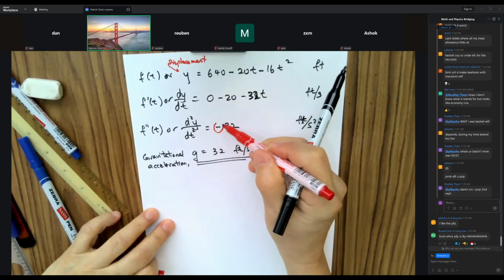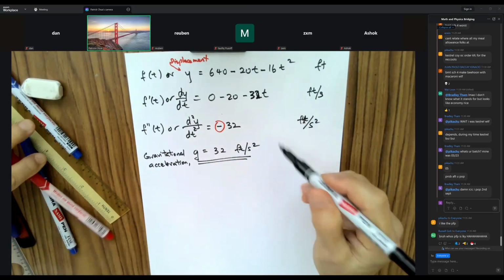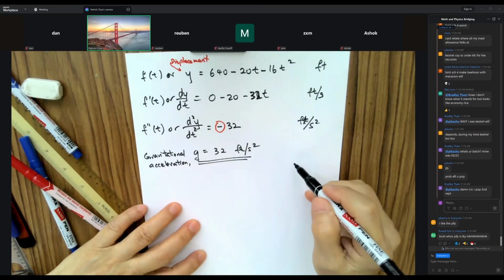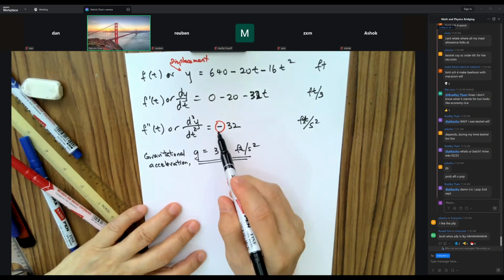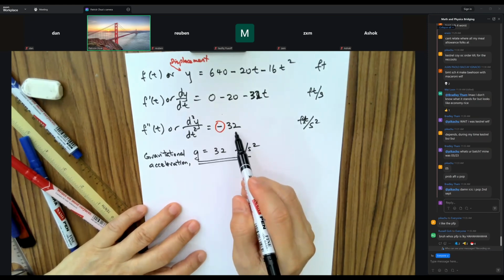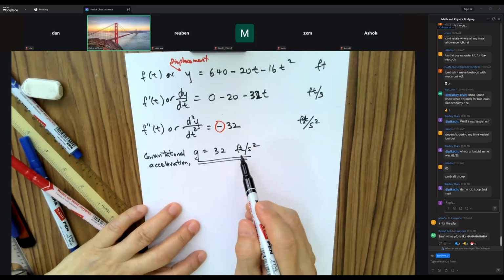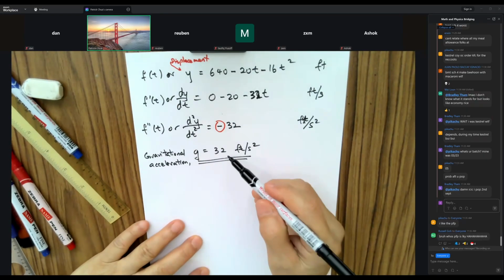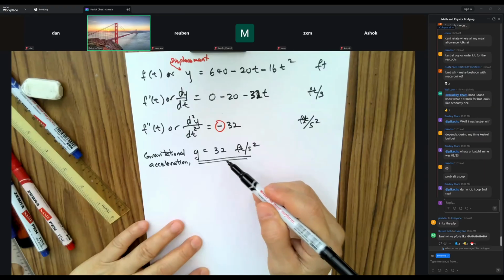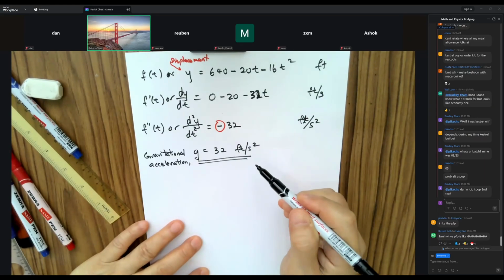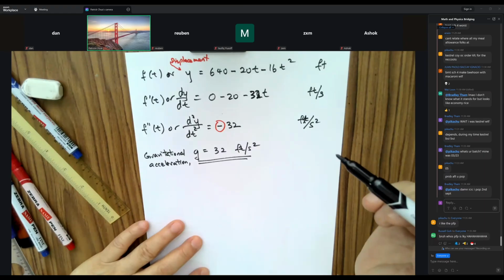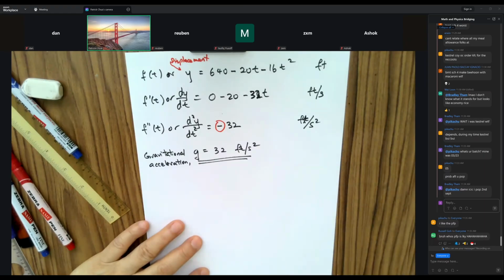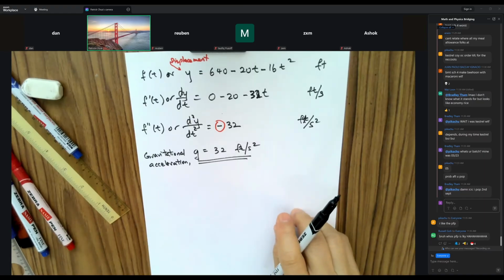Downwards is represented by minus because upward is positive, downward is negative. So he is accelerating downward, shown by minus, at a rate of 32 feet per second squared. So it's 32 feet per second every second. So 32 feet per second, then after that is another 32, so 64. So it's accelerating downward very, very fast.